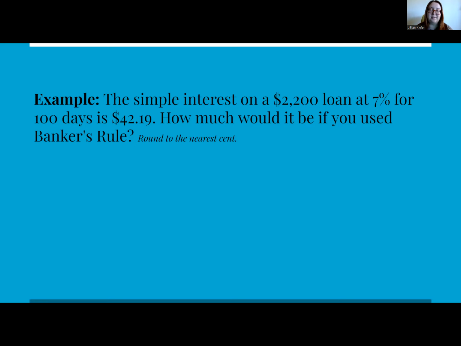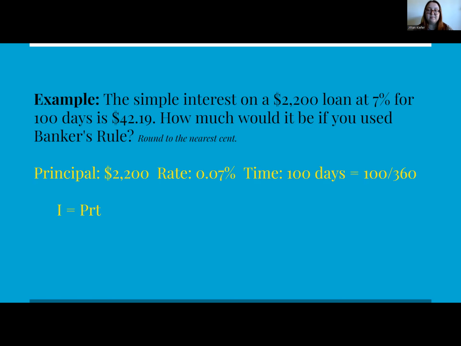Okay, we're told that the loan itself is $2,200. The rate is 7%, so in decimals, 0.07. And it's 100 days. So our time will be 100 days divided by 360 for the banker's rule. Here we have it: our principal is 2,200, the rate is 0.07, and time is 100 days. But remember, it's always out of a year. So it'd be 100 divided by 360 using banker's rule.